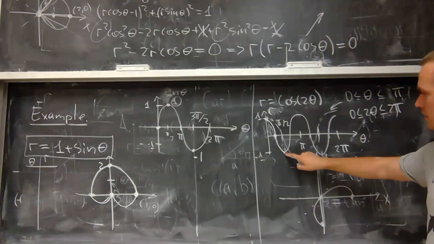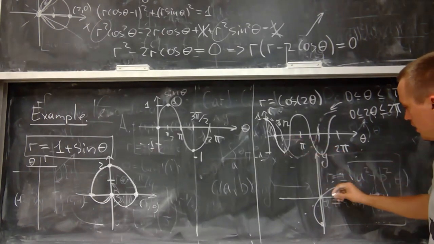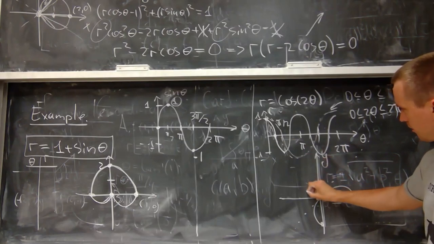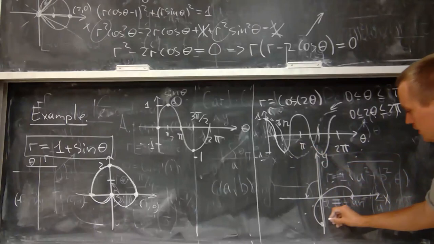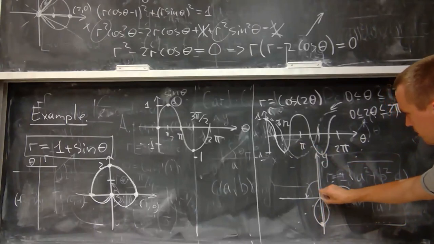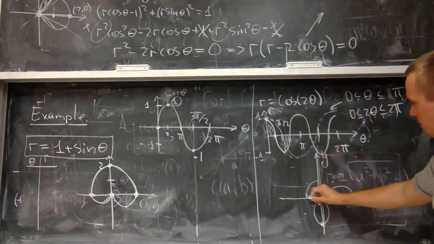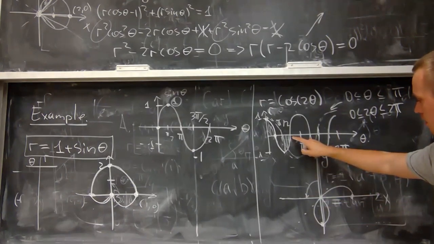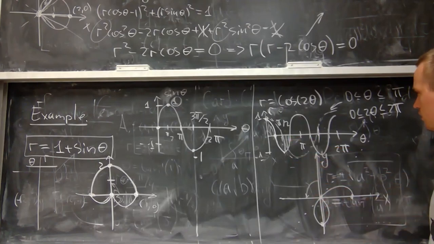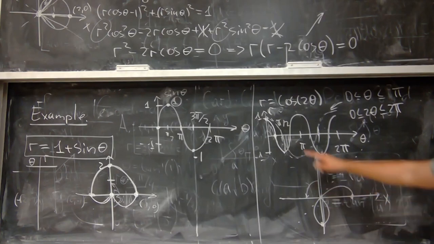Then my theta changes from pi over 2 to pi, so I will keep going in this direction. But my radius is still negative, and you can see I will get this part because my radius will decrease. And then at pi, my radius is changing.